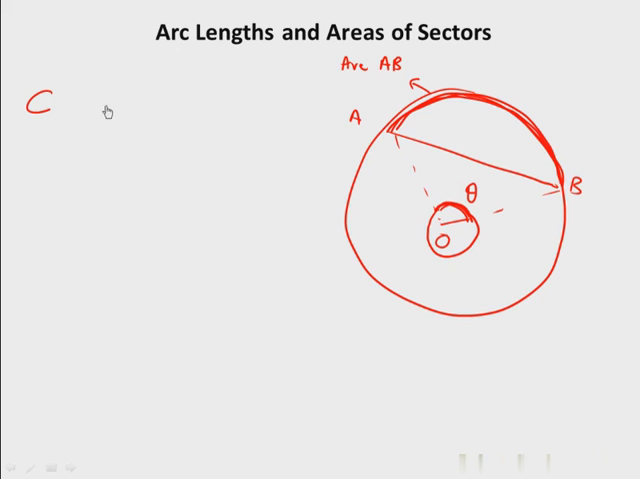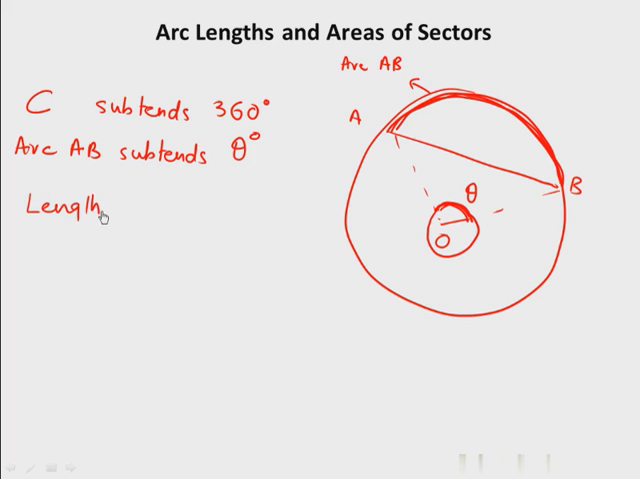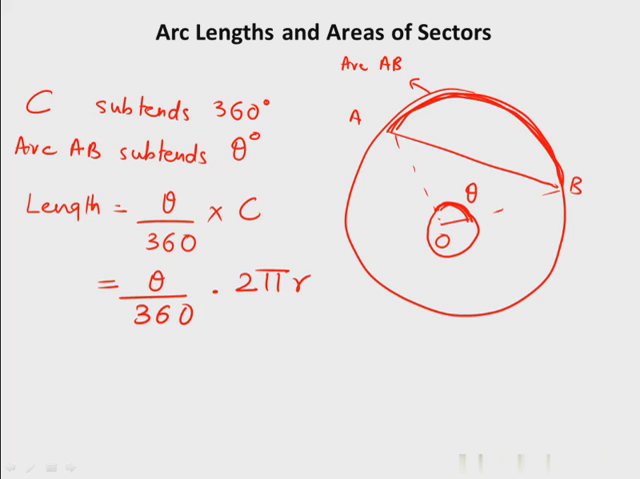So the circumference subtends 360 degrees at the center. My arc AB subtends theta degrees at the center. So the length of my arc is that ratio of the circumference. It's theta by 360 of the circumference. I know the formula for circumference. It's 2 pi r. So that's my arc length. It's theta by 360 into 2 pi r, where theta is the angle subtended by the arc at the center.